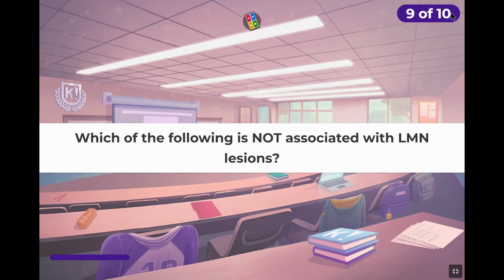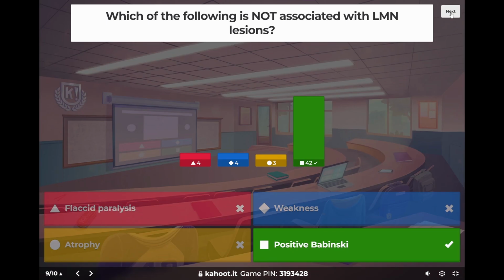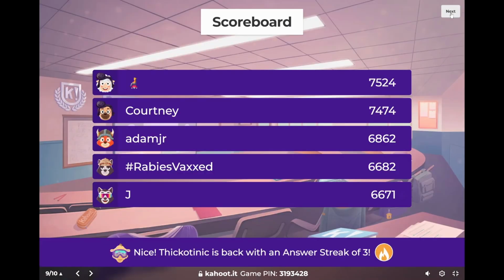Okay, two more. Which of the following is not associated with lower motor neuron lesions? This is not going to repeat, but which one is it? These are different ones. So which one is not lower motor neuron? Okay, very good. Your Babinskis.